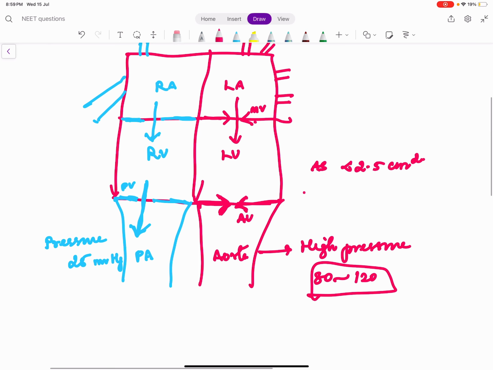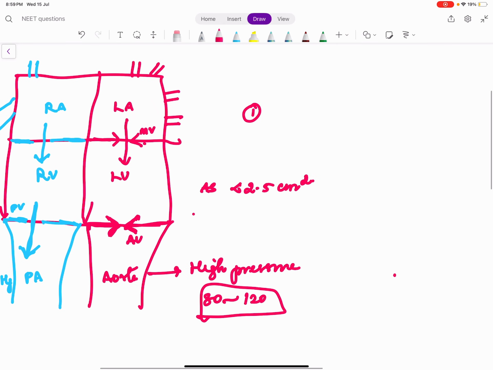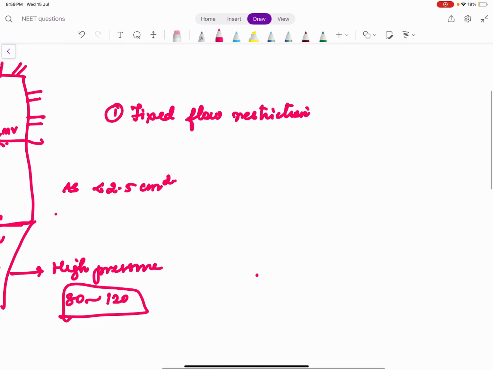So when aortic stenosis occurs, what happens? There will be fixed flow stenosis, that is, there will be flow limitation from the left ventricle to the aorta. So when blood flow to the aorta reduces, what happens? There will be syncope. So this is the reason for syncope in aortic stenosis.